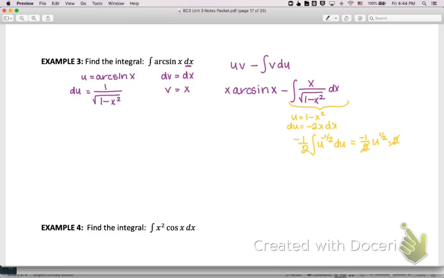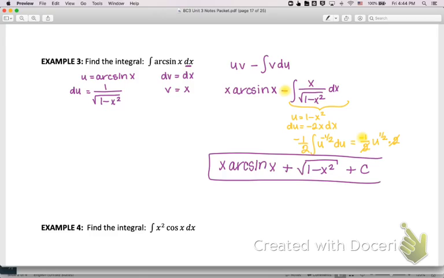So when we go and put this all back together now, we have minus negative u to the 1/2. So this is going to end up being plus. x arcsine x plus, u was 1 minus x squared to the 1/2, which is the square root of 1 minus x squared, plus c. That is the integral of arcsine.